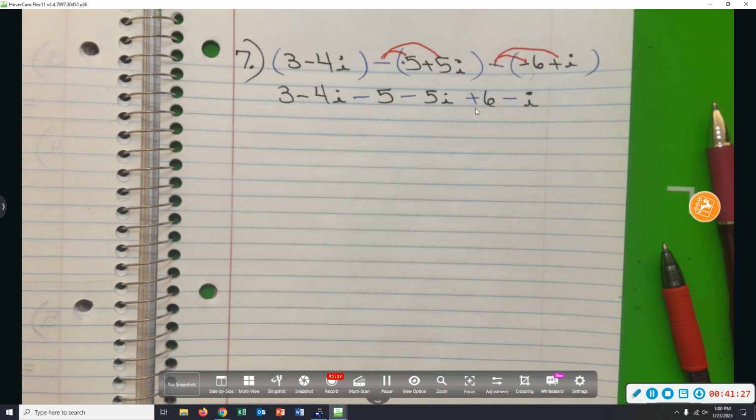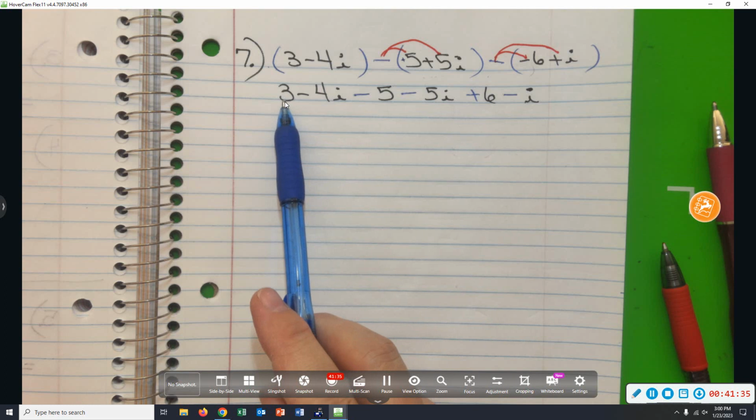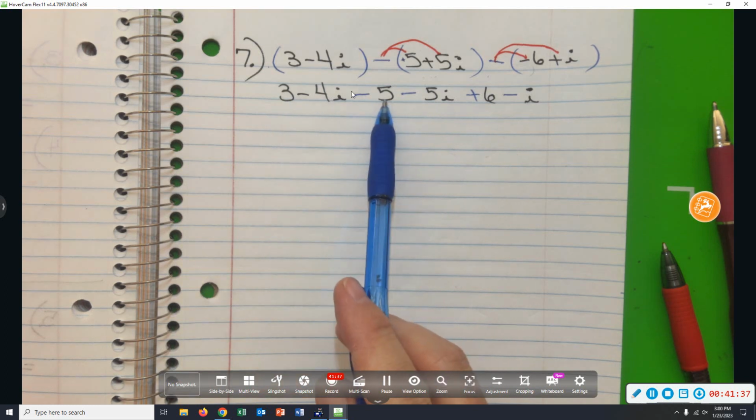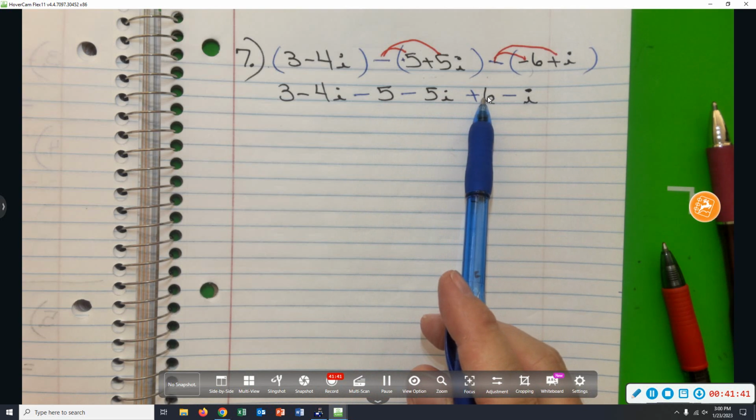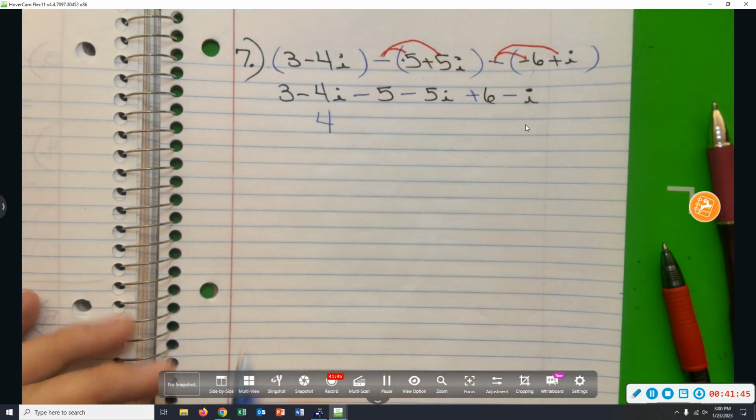Okay, now we can combine like terms. Combine all the things that don't have i's, and then combine all the things that do have i's. Let's combine the things that don't have i's. 3 minus 5 is negative 2, plus 6 gives me 4. Okay, so my real part of the number is 4.